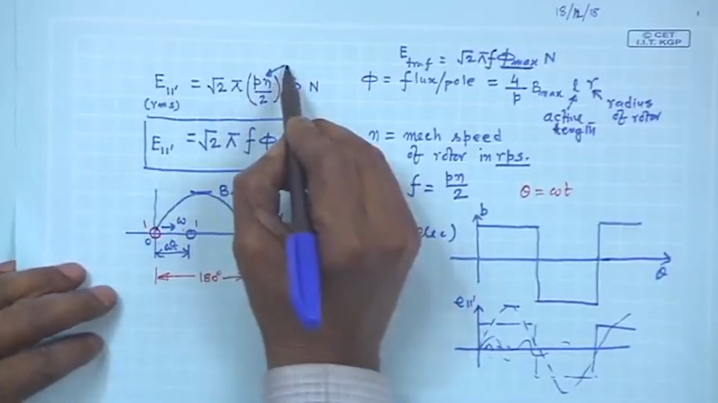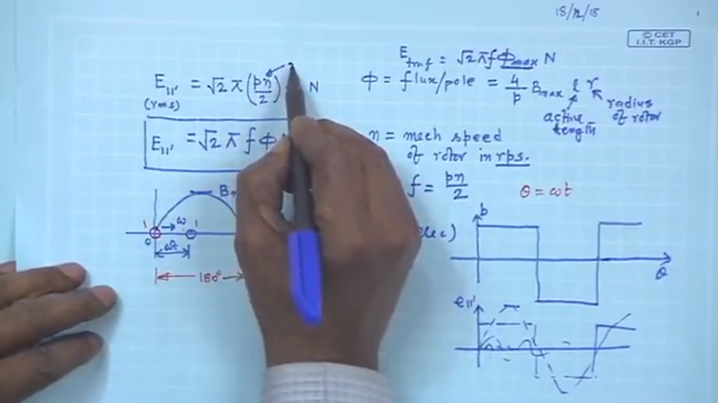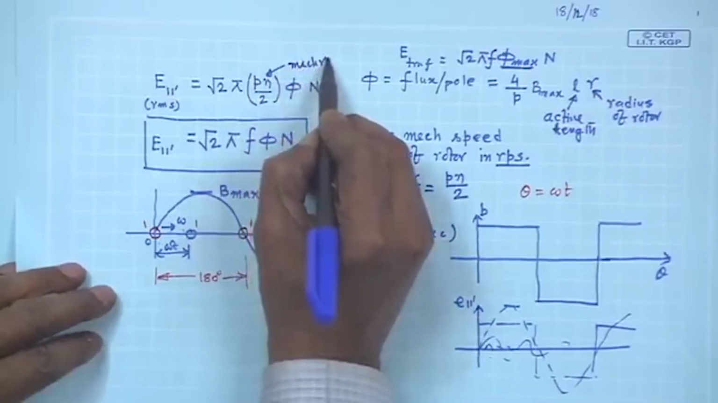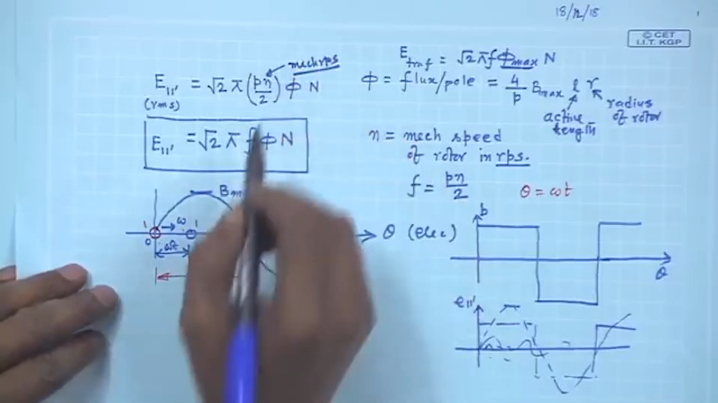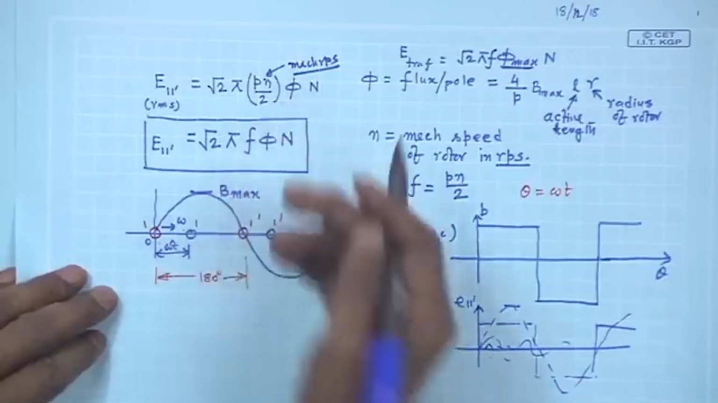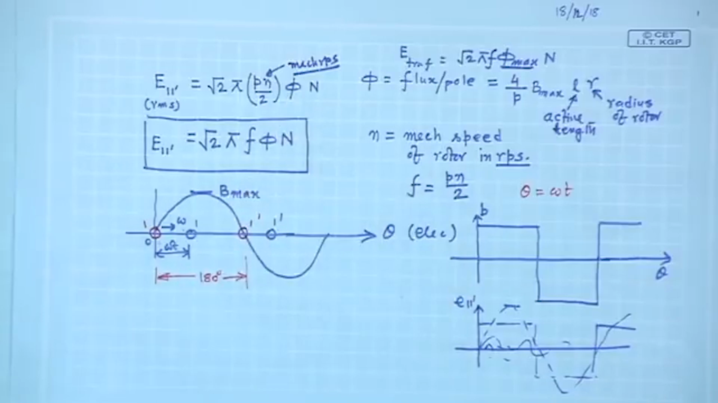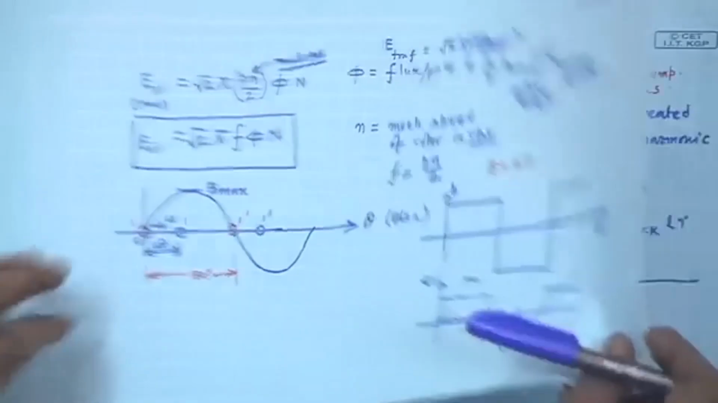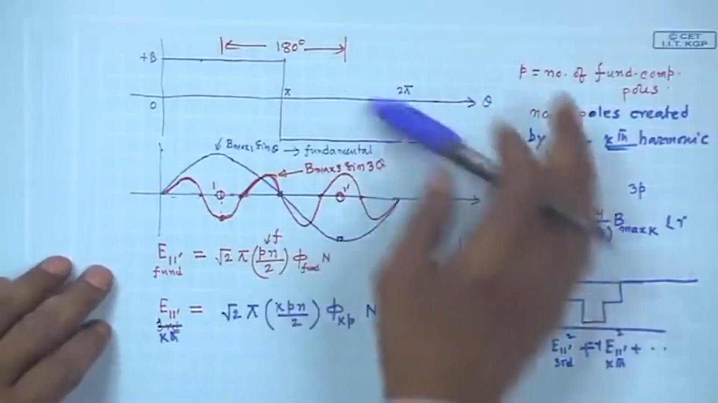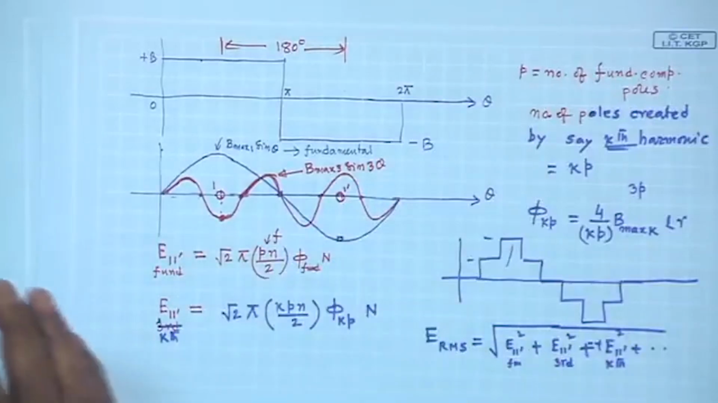N is the mechanical RPS, the mechanical speed, phi is the flux per pole, and we will generally neglect the harmonics because, as we will see, I will try my best to make the B distributions as close to sinusoidal as possible, so that harmonics can be neglected.